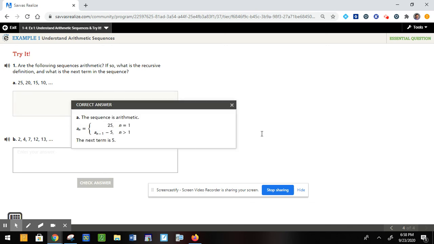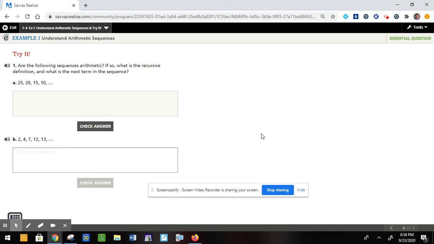All right, so then again, a sub n is equal to 25 when it's the first term. Every other term is just whatever the previous term is minus 5. The next term in the sequence, which is subtract 5 from the last term there, is going to be 5.